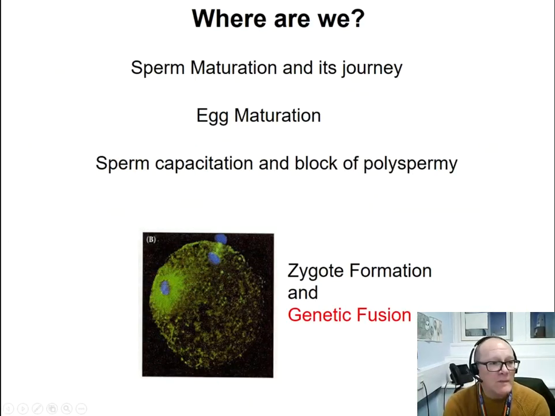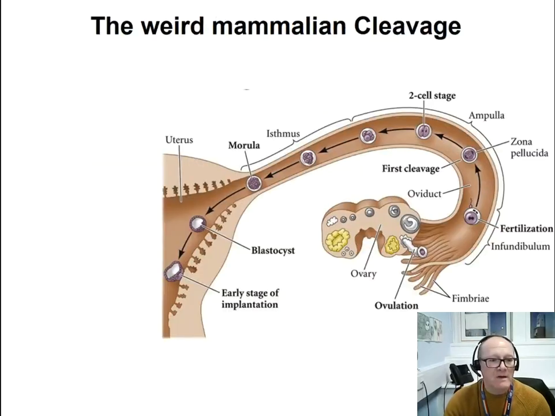This morning we talked about sperm maturation and the journey of the sperm to reach the egg. We talked about egg maturation, sperm capacitation, and block of polyspermy. We mentioned zygote formation and genetic fusion. So this is where we are in terms of embryo formation. At the moment we have genetic fusion, we have a zygote, and this zygote starts to divide. The first thing that happens after genetic fusion is cleavage, so cell division.